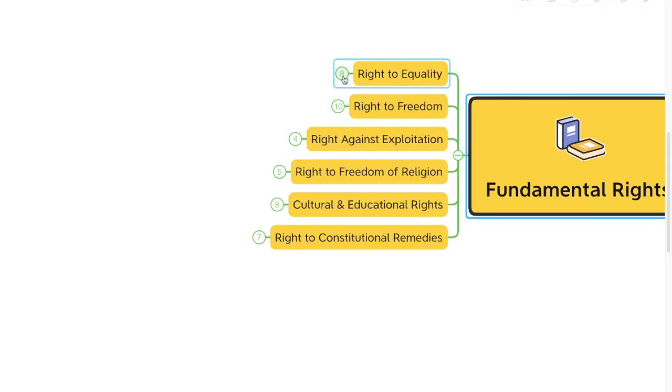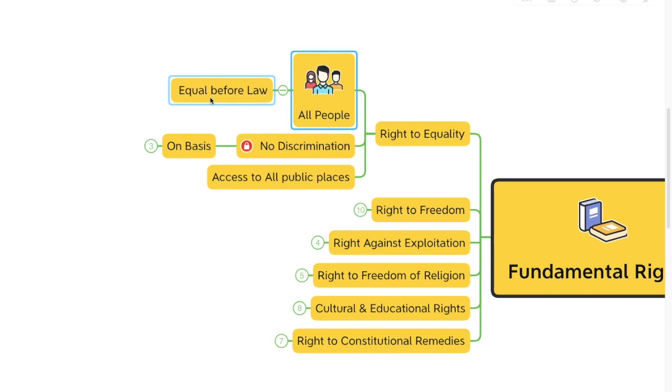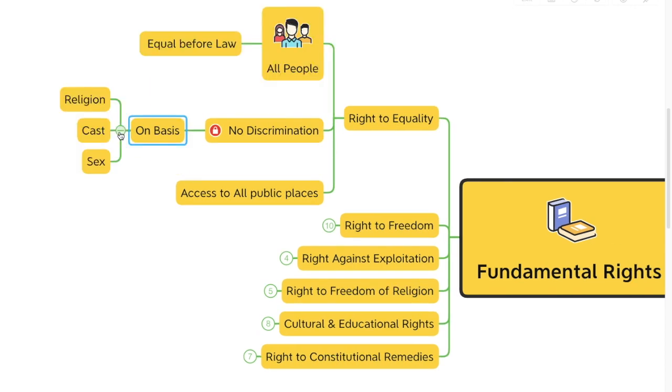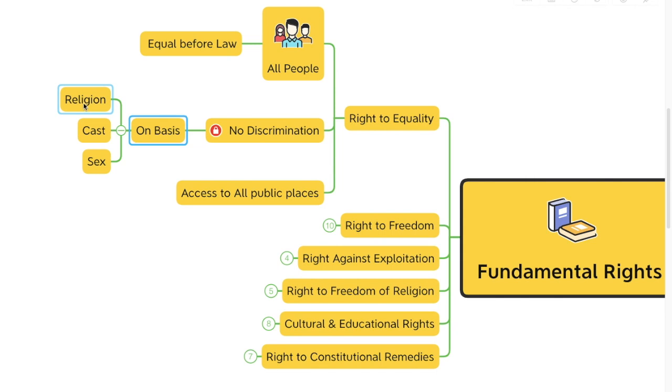Let's see further. Right to equality. All people are equal before the law. The right to equality tells us there should be no discrimination on the basis of religion, caste, or sex. It also allows us access to all public places, which includes public parks, public hospitals, public transport, etc.